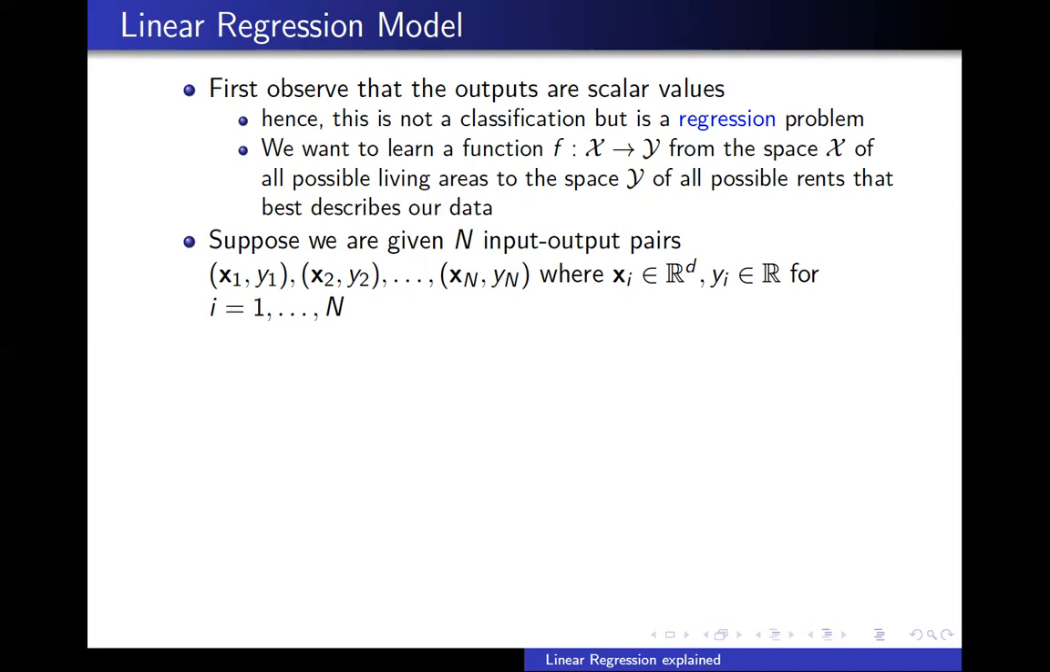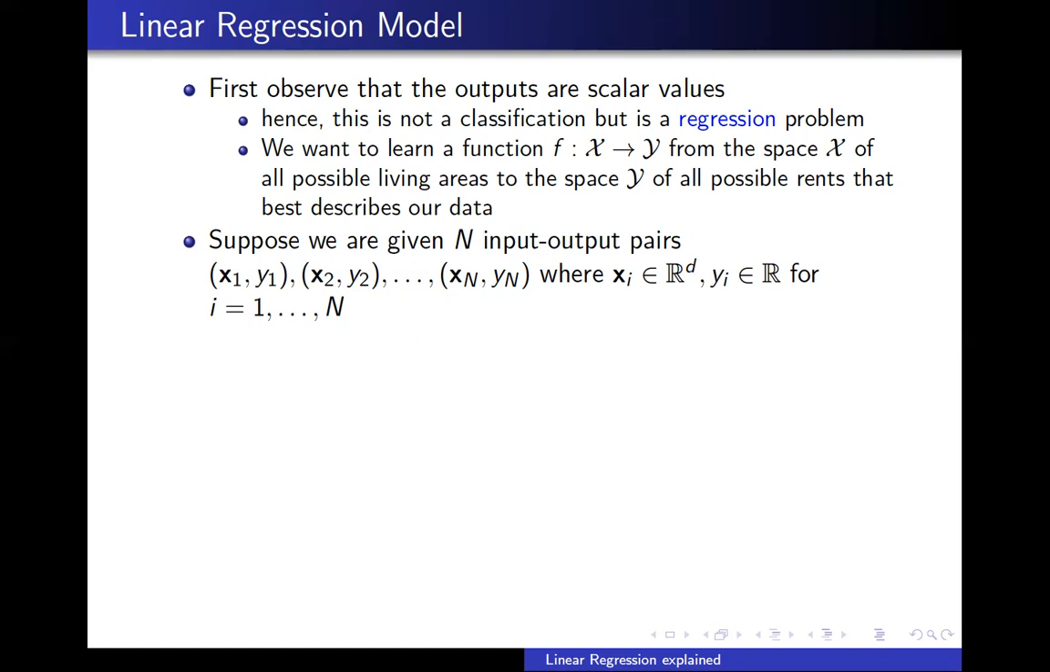Suppose you're given a finite training data set, which is a set of input-output pairs: x1, y1, x2, y2, etc. In general, x is called the features or the covariates. In our example, we have only one single feature or covariate, which is the living area size. But you can clearly extend this problem to have multiple covariates, for example the number of bedrooms, the number of bathrooms, etc., that describe each of these apartments. And then you have the associated output value, which is the corresponding rent.